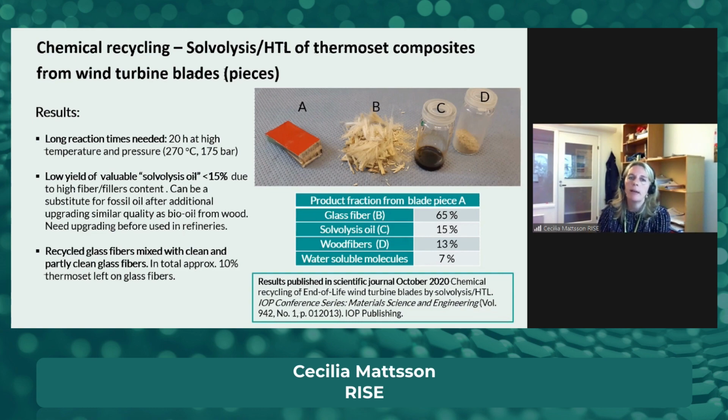And on the other side, we have the solubilized oil that could be a substitute in the future for fossil oil in the fossil-based refineries. But the amount of oil that you can receive from the wind turbine blades is maximum 30%, because the blades are composed of 70% glass fiber and fillers, and the plastic part is only 30%. So that means we have a large problem developing these types of processes.